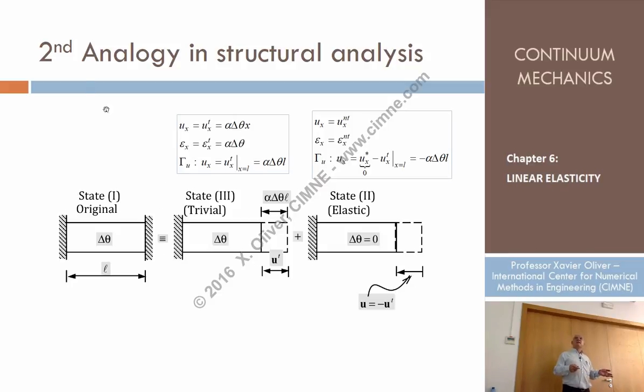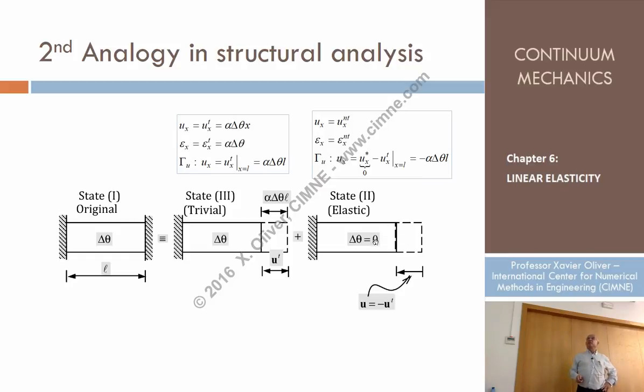Look, that is nothing else than the second analogy. So this would be the original problem. That problem in which we correct the original boundary condition that said that the displacement here had to be zero. We just correct them, imposing here the original displacement, zero, minus the thermal displacement, minus alpha delta theta times L. This is state 2, which is elastic, no temperature is involved.